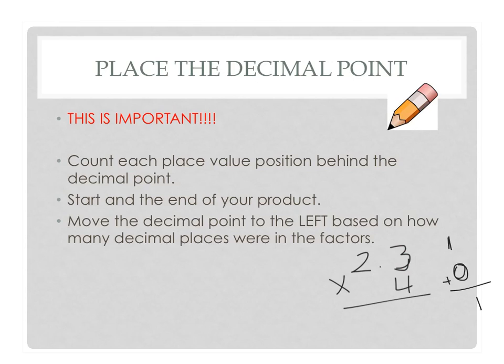I start at the end of my product, so I'm going to multiply like I normally would. 4 times 3 is 12. Regroup the 1. 4 times 2 is 8, plus 1 is 9. Starting at the end of my product, I'm going to move the decimal point to the left based on how many decimals were in the factors. Well, we said before there was 1 decimal in the factor, so I'm going to move my decimal point 1 place to the left. My answer is 9 2/10.